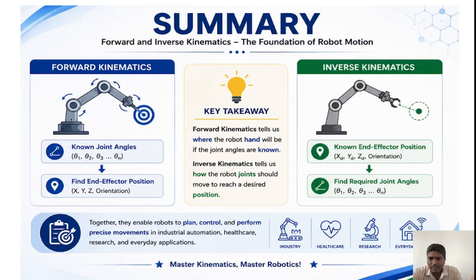Let us summarize. Forward kinematics calculates the position of the robot's hand from the joint angles. But inverse kinematics calculates the joint angles needed to reach a desired position. These two concepts form the foundation of robot motion and are essential for designing and controlling modern robotic systems.